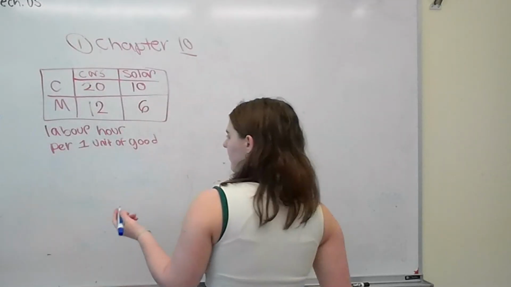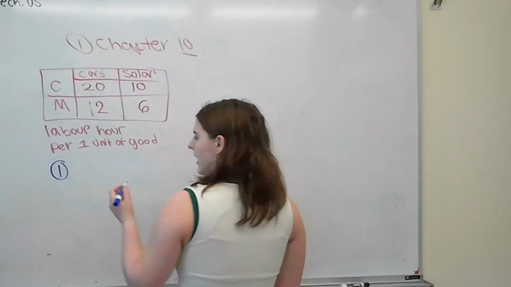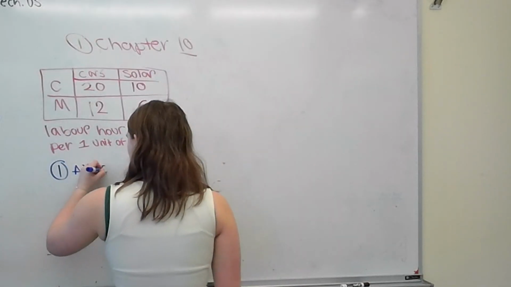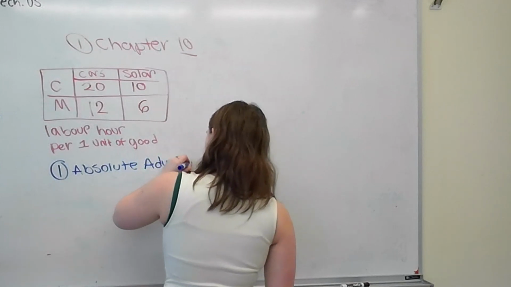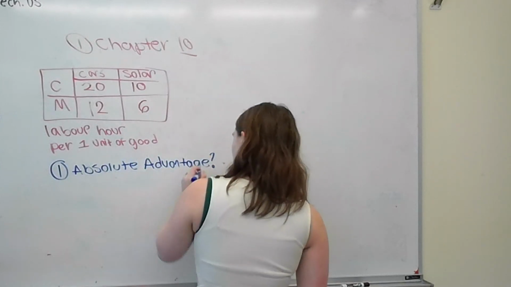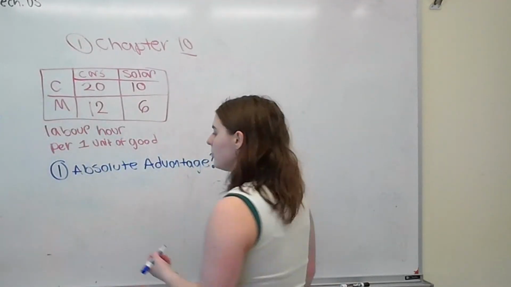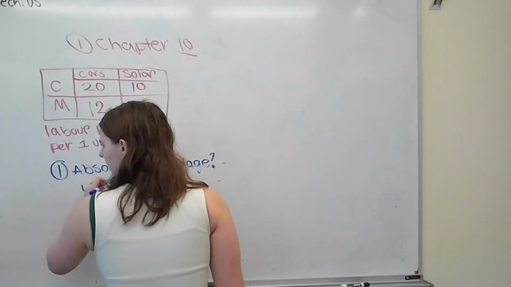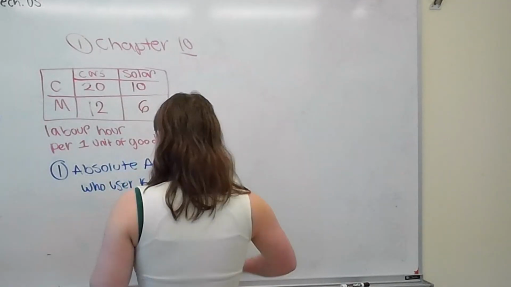So the first problem asked us to identify whether or not there was a country that has an absolute advantage. So part one, right? Yeah, this one asks if there was an absolute advantage. To figure out if there was an absolute advantage, we have to figure out who uses fewer labor hours.